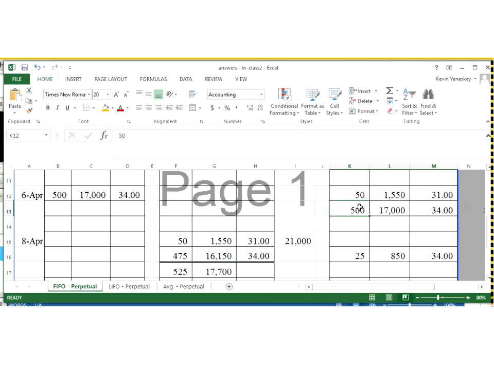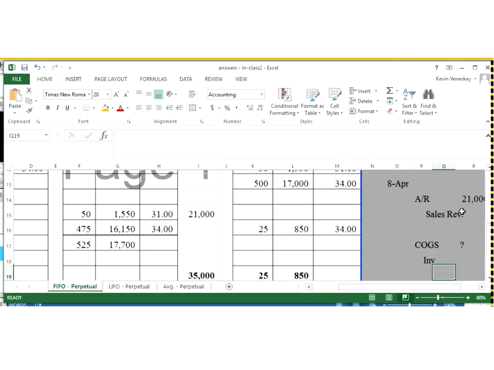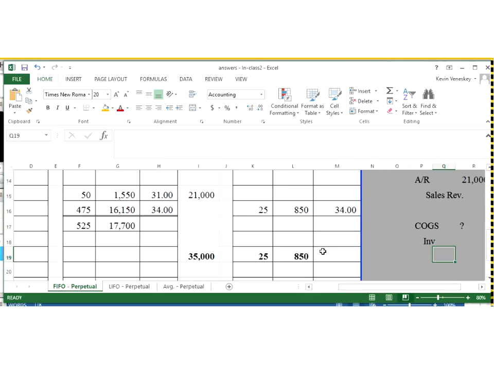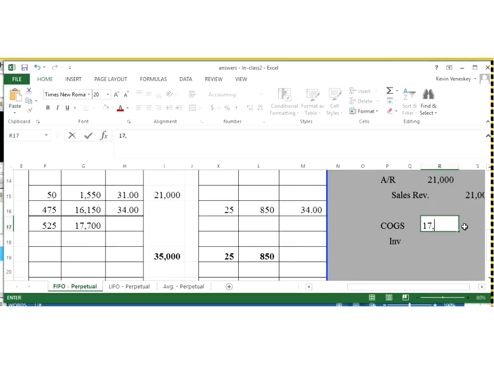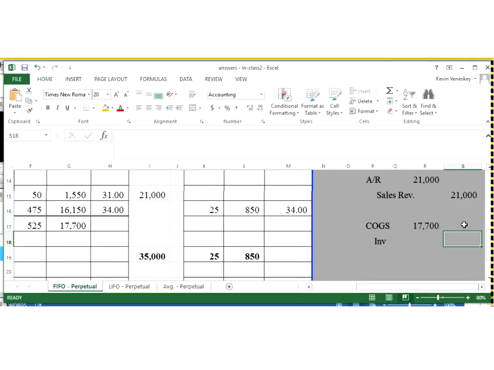And if I got rid of all of these, and I got rid of 475 of these, that leaves me only 25 in ending inventory at $34 a piece. So I can finish out my cost of goods sold. I have $17,700 for my cost of goods sold based on the $21,000 of sale price. So a nice little markup there.